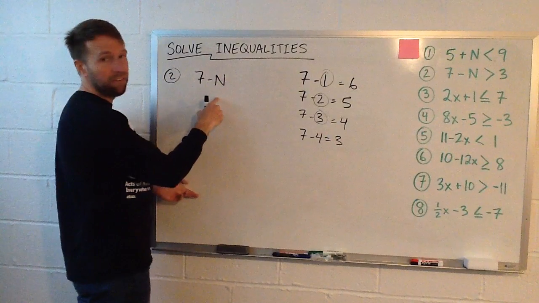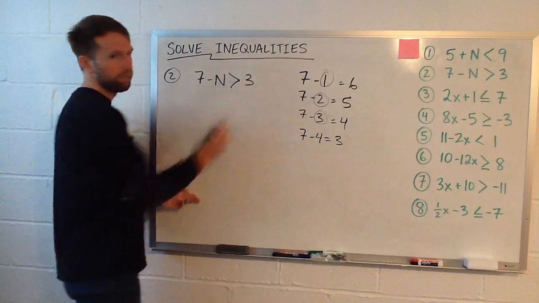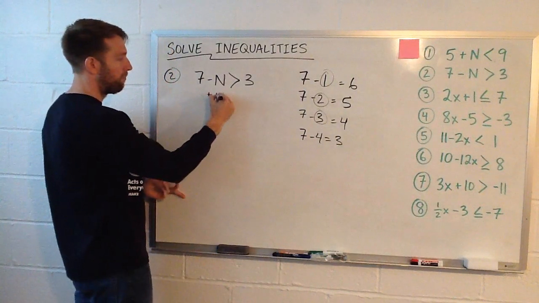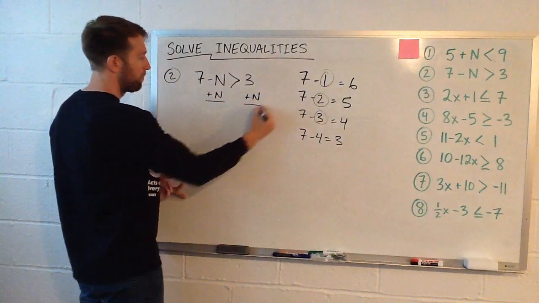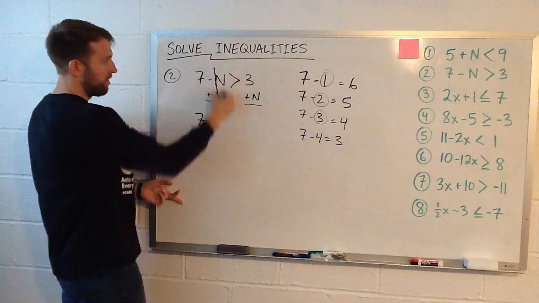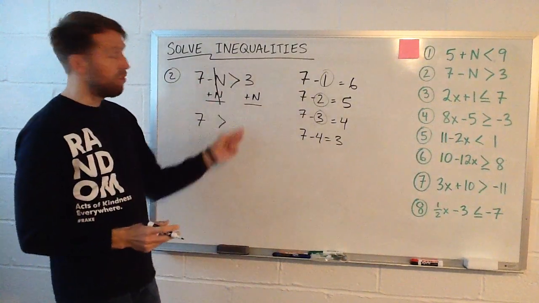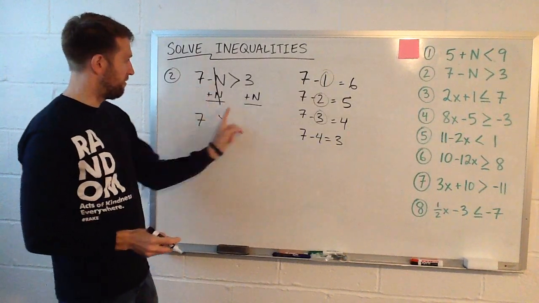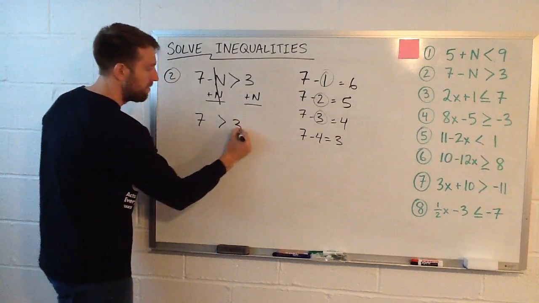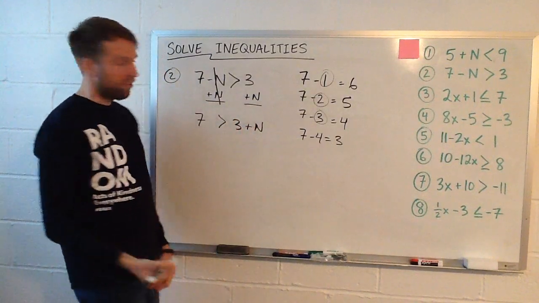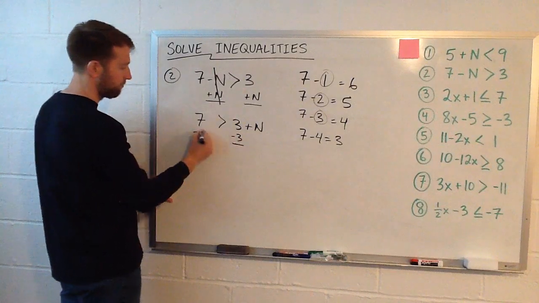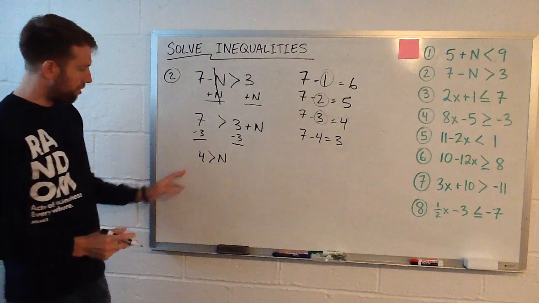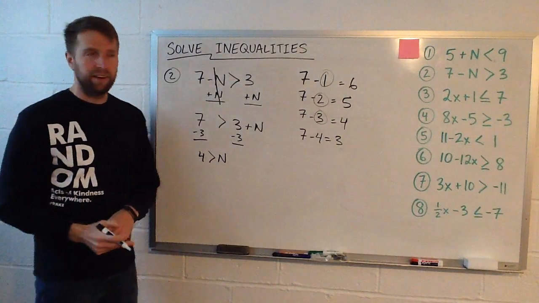Whenever you have a negative variable that you are trying to solve for, move it to the other side and make it a positive variable. These cancel out. Do I have to flip the sign? No, because I did not multiply or divide by a negative. I just moved a negative, I added a positive over here. How do you feel about solving this? Four is greater than n.